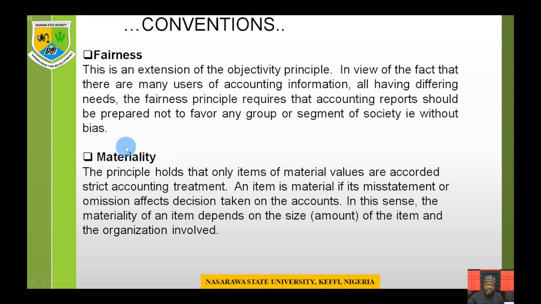The next one is materiality. This principle holds that only items that are of material value are accorded strict accounting treatment. Now, how do we know whether an item is of material value? Then we'll go ahead and give it the strict accounting treatment it deserves. An item is considered to be of material value if its misstatement or omission affects decisions taken on the account. In this sense, the materiality of an item depends on the size, or the amount of the item, and the organization involved. Let me elaborate on this point.